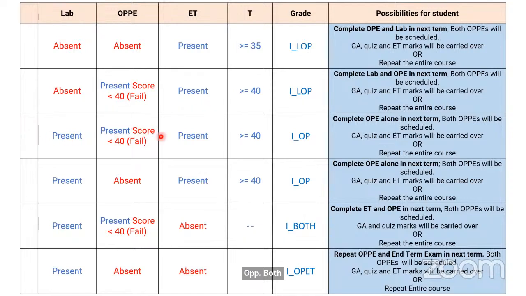Then it is this part. Can you see this third item? You were present for the lab. You were present for the end term also. And you have scored more than 40%. But you failed only in OPPE. Right? So in this case, this is the third item you should see. In that case, you will be given the grade incomplete OPPE, IOPE. So what is the option that you have? The option that you have is you have to complete the OPPE alone in the next term.